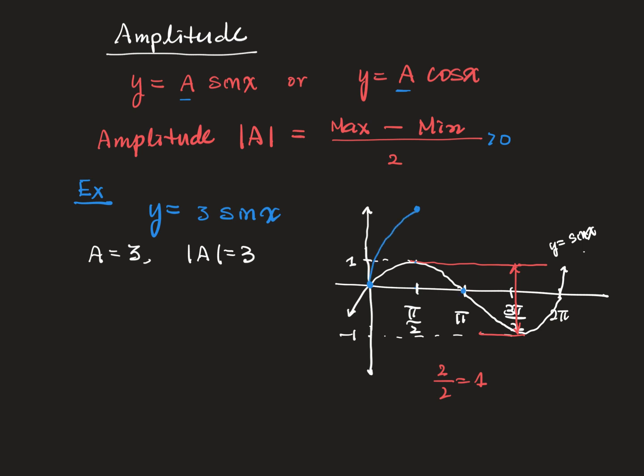Stretch by 3, right here. 0 is 0. Here is negative 1, stretch by 3, that's negative 3. Then this one is right here. So that's the amplitude. Can you see the maximum is 3, the minimum is negative 3, subtract to get 6, divide by 2, that's 3, the amplitude.